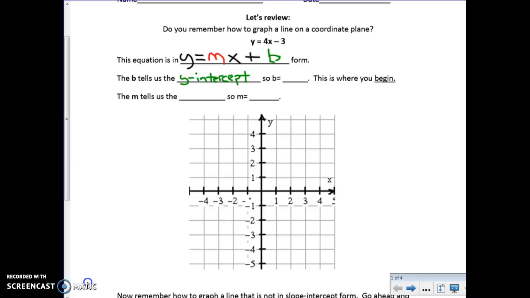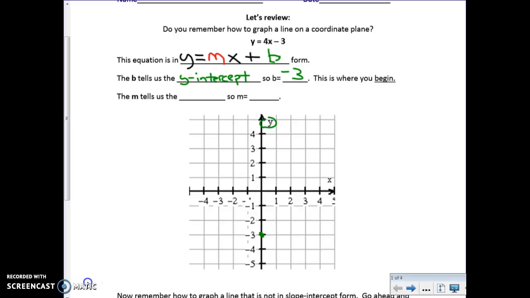So b in our equation here is equal to -3. This is where you begin. So if we were to graph this line, we would start on the y-axis. Remember, here's y. So here's the y-axis. Where is -3? Right here. That's our starting point.